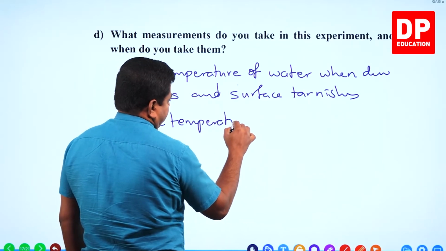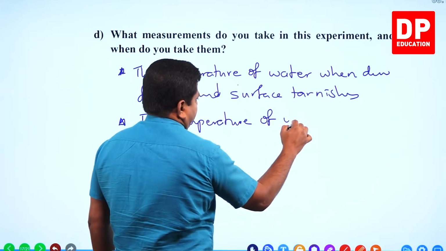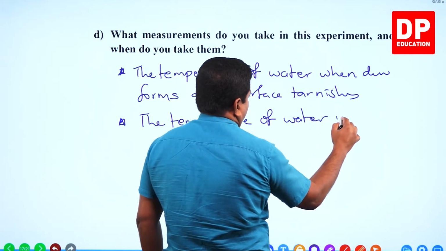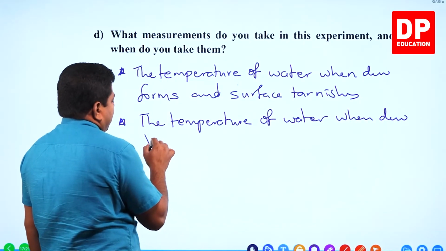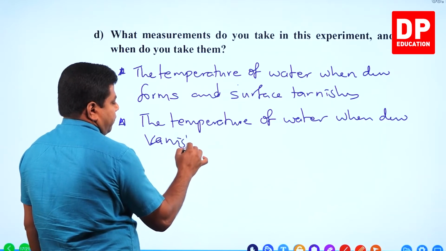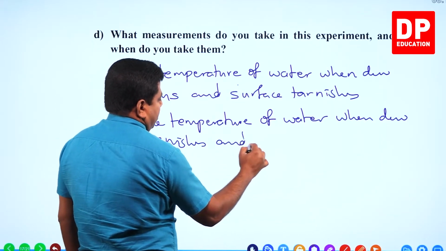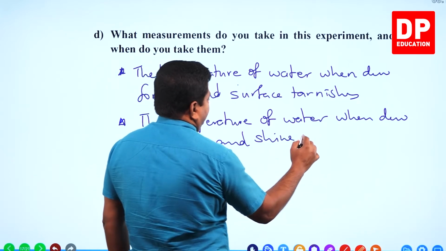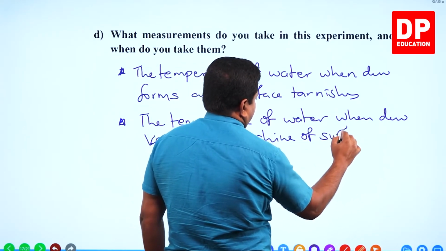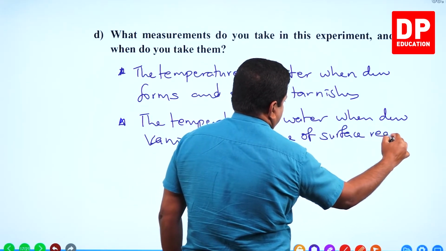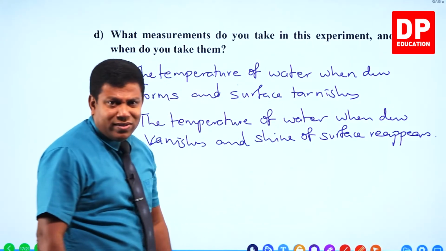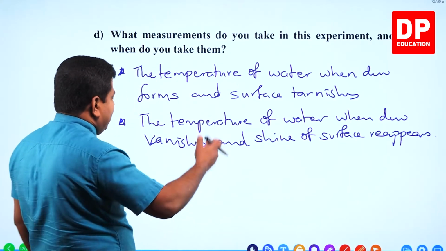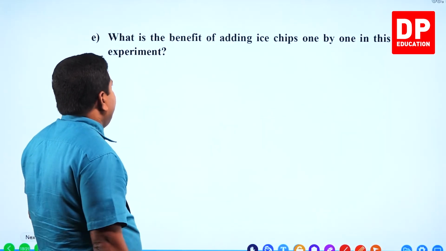Temperature of water when dew vaporizes or dew vanishes and shine of surface reappears. See, similar questions, same questions they ask again and again, not even similar, same one. This was in 93, they asked that again in 2003.